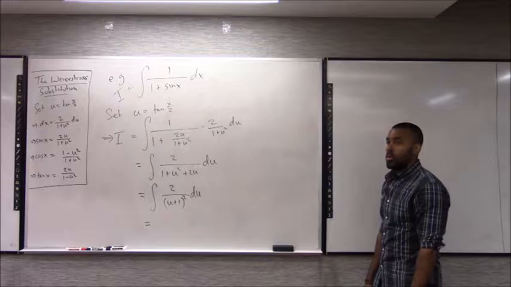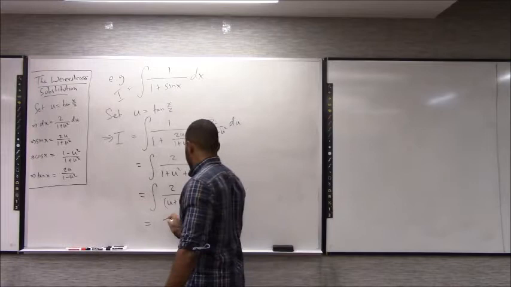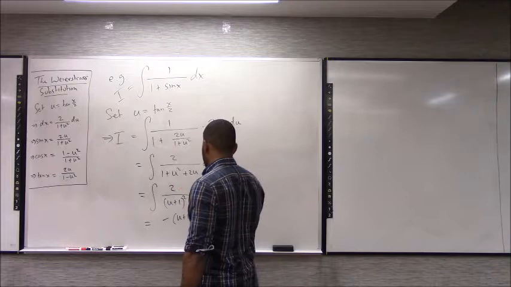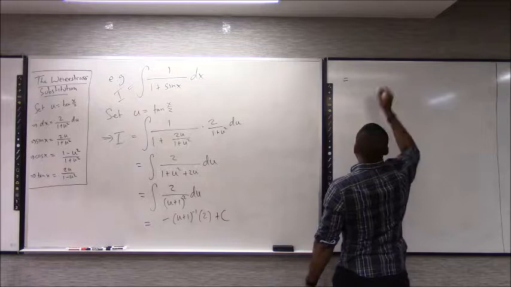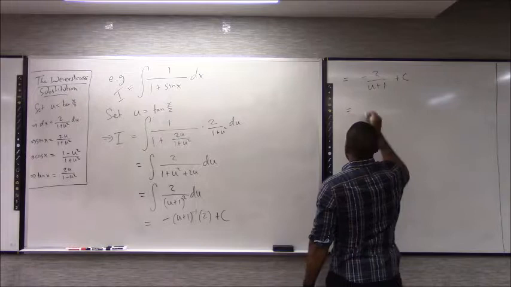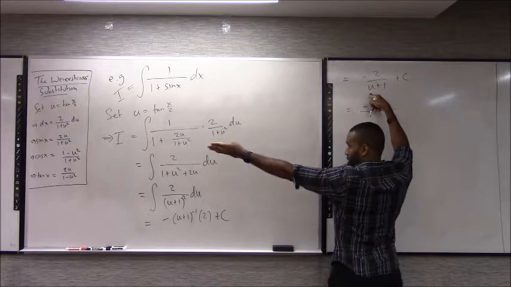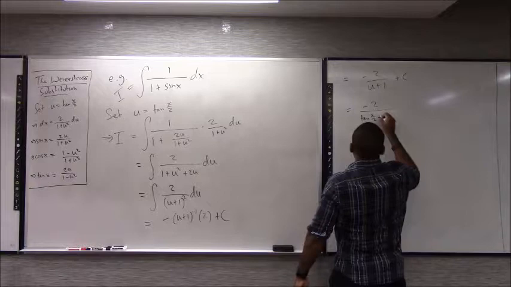Is it negative parentheses u plus 1 to negative 1? Well, times the 2. So this would end up being minus 2 over u plus 1 plus c. Or in other words, this is minus 2 over tangent of x over 2 plus 1. And it's a lot easier than a trig substitution. You can literally directly back substitute here.